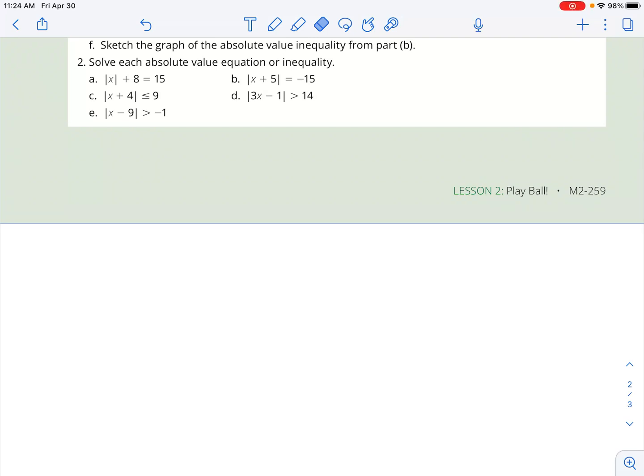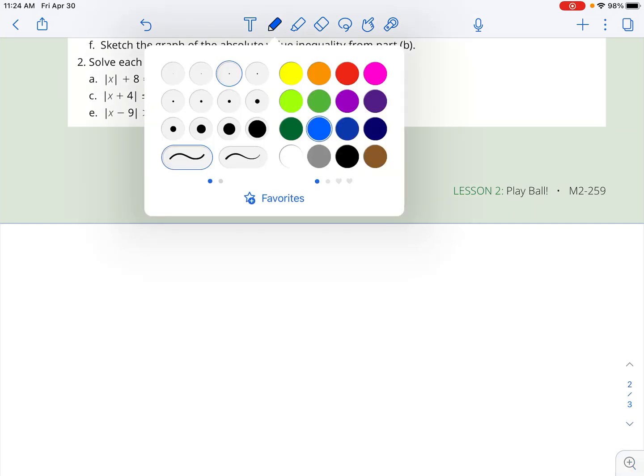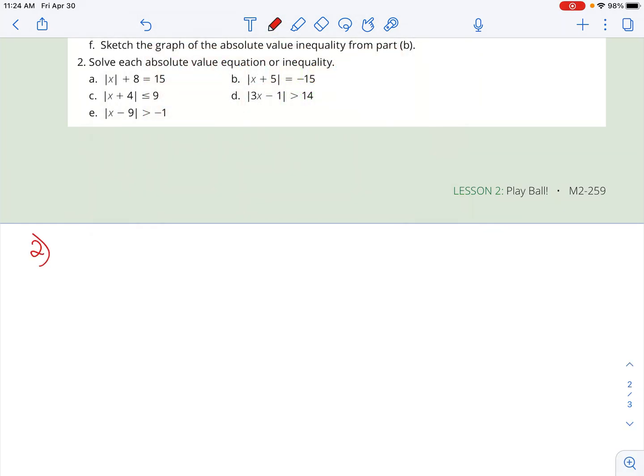All right, practice 2, A, B, C, D, E. So for the first one, first thing is we got an 8 outside the bars. We got to subtract that. We get 7. Now from here, we can set up our two equations. One is equal to pretty much the exact same thing, and the other one is equal to its opposite. Now, because there's nothing inside the bars, we get our two solutions here.